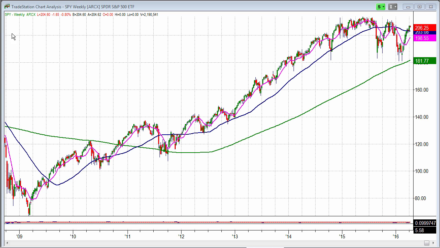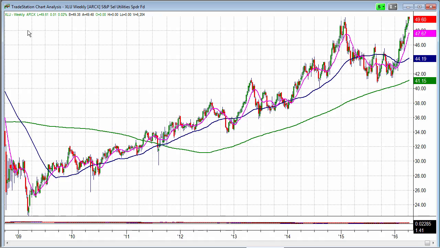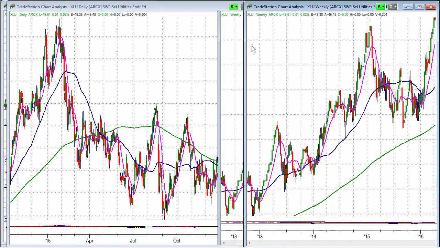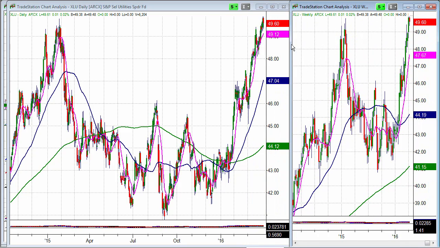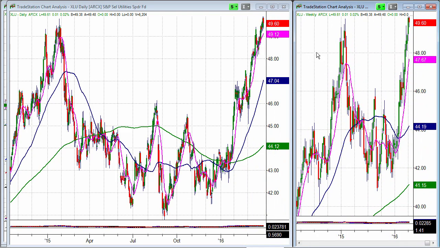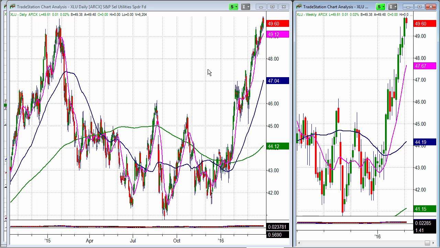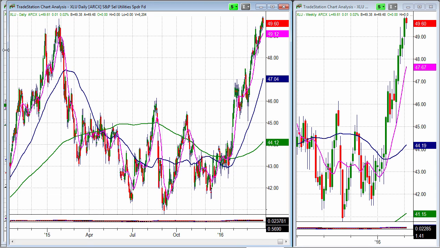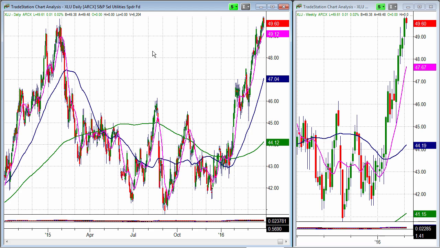So the way I can give you an idea of how this works is I'm going to take the SPYs here, and this is a weekly chart, and let's just take a look at how some of the industry groups have performed this year. And I'm going to keep a weekly chart over here on the right, just for some perspective. All right, and I have the daily chart over here on the left.